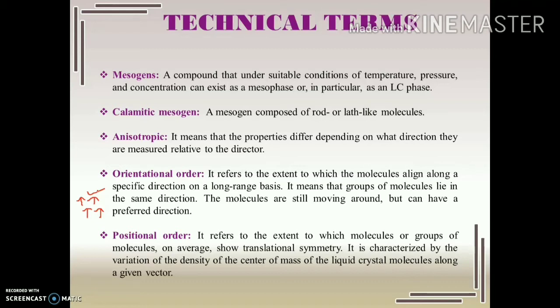Next is the positional order. Positional order, again with respect to the name, refers to the position. It refers to the extent to which molecules, or a group of molecules, on an average show translational symmetry. In other words, it is characterized by the variation of density of the center of mass of the liquid crystal molecules along a given vector. So if the position of the molecules is not changing, or if the molecules are following their respective pattern of position, then we say they possess positional order.